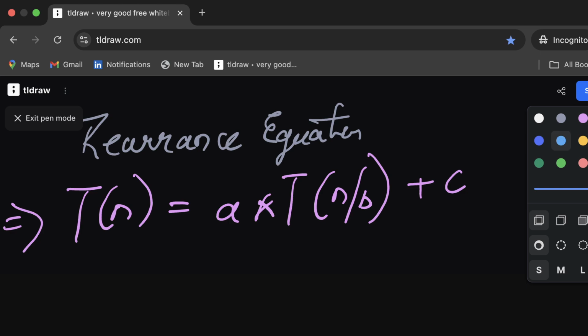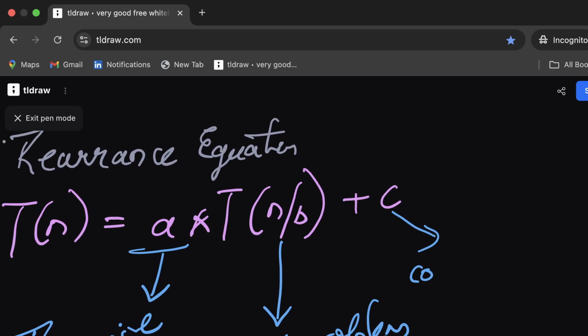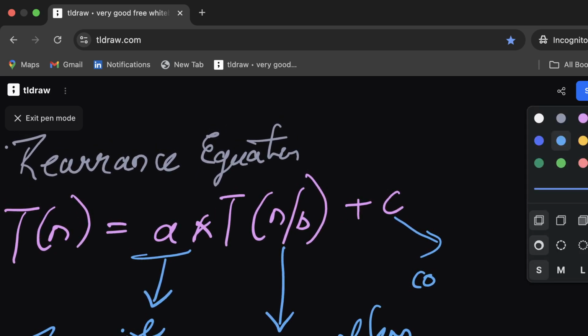Here, a indicates the number of recursive calls that we're making. Now n by b is the sub problem that we are dealing with, and c is a constant. This is not going to contribute towards our complexity. It's just the number of recursive calls we make, and then the size of each sub problem, right?